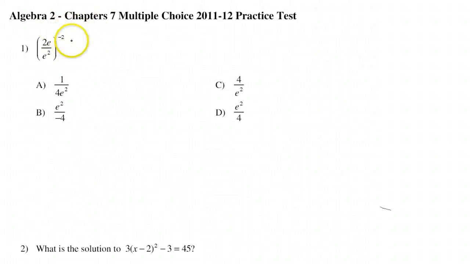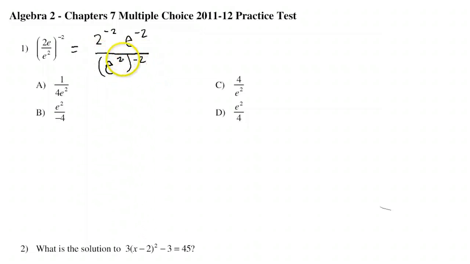Okay, solving number 1, what we need to do is distribute this minus 2 to all the things inside the parentheses. So let's go ahead and do that first. I have 2 to the minus 2 times e to the minus 2 over e squared to the minus 2.